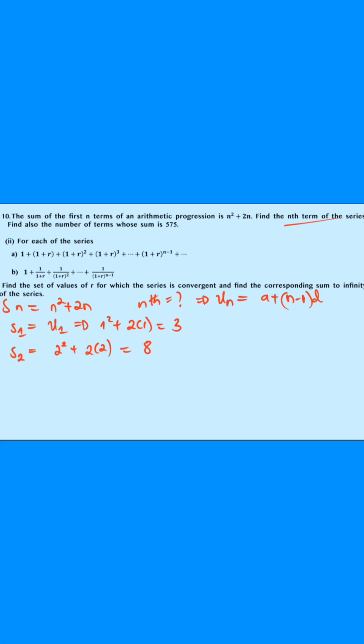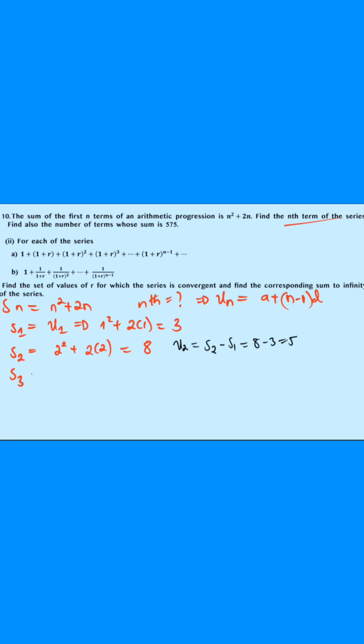But keep in mind that since we already know the first term, if we want to get the second term, we take the sum of the first 2 and subtract the first one. That gives you 5.